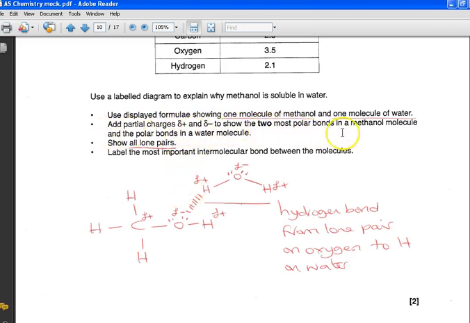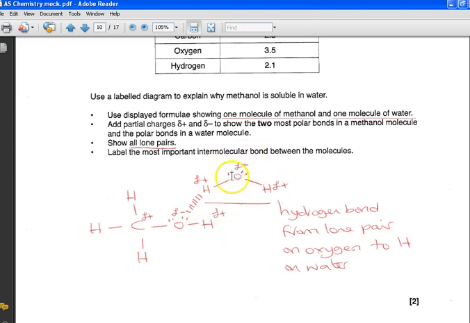the 2 most polar bonds in methanol, which are going to be between the carbon and the oxygen, and the hydrogen and the oxygen. I don't know, some of you were sticking charges out here on the hydrogen, which doesn't really make sense because the oxygen is pulling electrons towards it to give it that delta minus. So it's going to make the carbon positive and this hydrogen slightly positive.